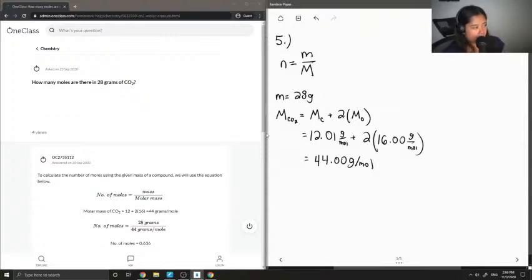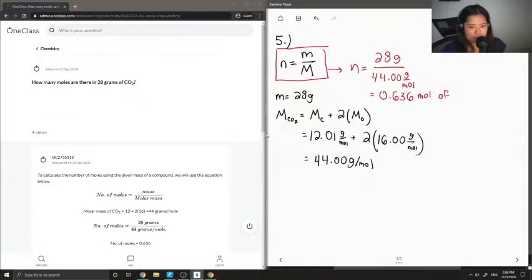So the question is asking how many moles there are. So let's use this equation up here. We have 28 grams divided by 44.00 grams per mole. And you end up with a number of moles of 0.636 moles of CO2.